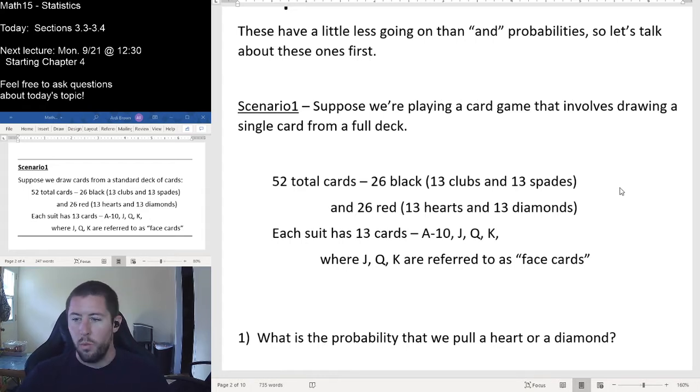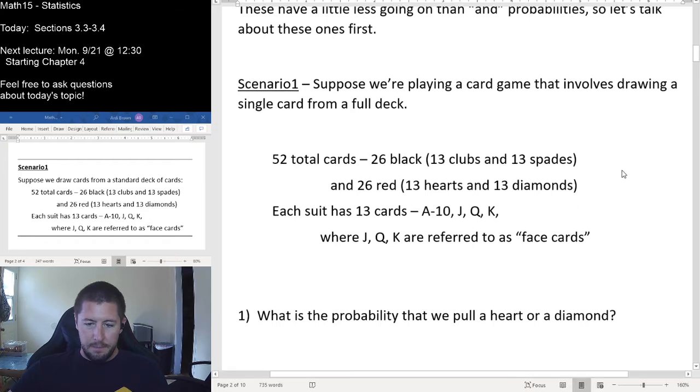Ace through 10, that's 1 through 10, which is 10 cards, as well as a jack, a queen, and a king. That's 3 more cards to make 13. We generally refer to the jack, the queen, and the king as face cards. In most games, aces count as 1. Whether or not an ace is counted as a face card depends on the game. But jack, queen, and king certainly all qualify as face cards here.